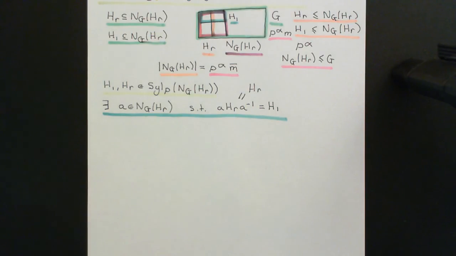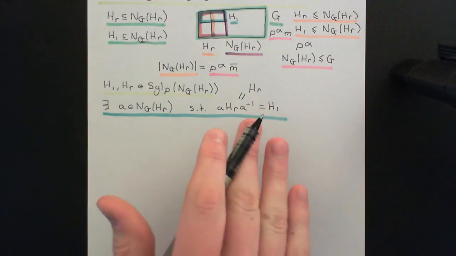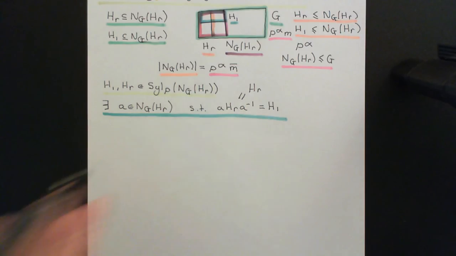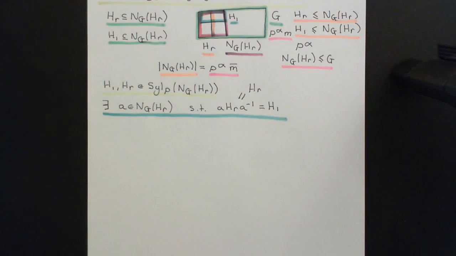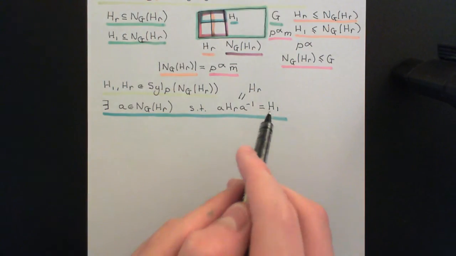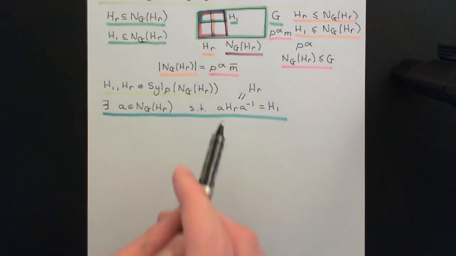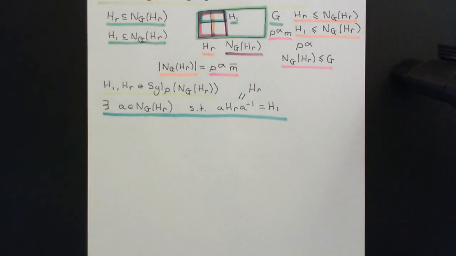Okay, so we have to go all the way back to a point where we made an assumption that we didn't know was true, and that was the assumption that capital HR could exist in an orbit on its own. So this contradiction that we've found here then contradicts the fact that capital HR could have existed in an orbit on its own, because capital H1 cannot exist in the normalizer of capital HR in G, basically.